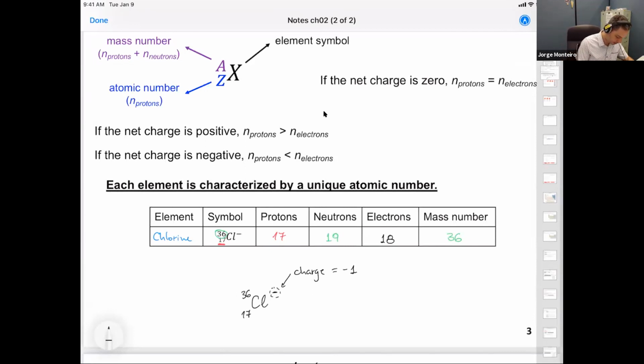And if you want to double check if your number of electrons or net charge is correct, you simply subtract the number of electrons from the number of protons. So if you are not sure, just do this simple math.